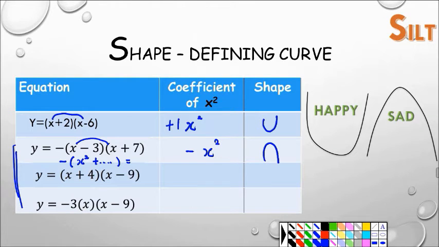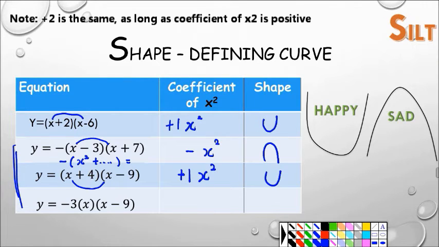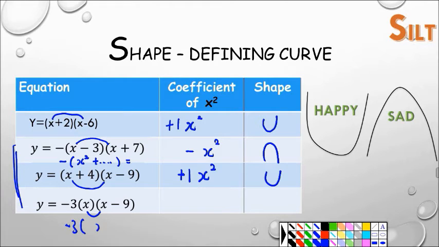Now the third example, again x times x will give you an x squared. So I know this is a happy curve because it's plus 1. The last one, when I do x times x, I will have negative 3x squared, minus 9x. And when I expand again, I will get negative 3x squared. And because of the negative 3, we see that this is a sad curve.